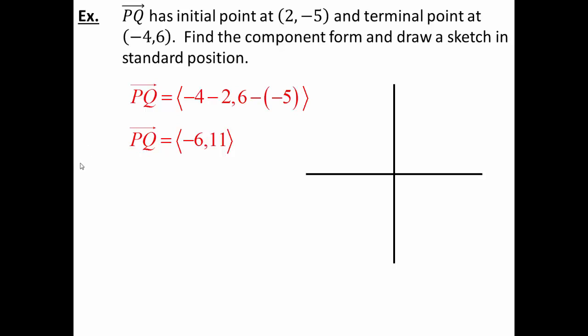I want to sketch it. So I can sketch it simply. It's perfectly fine to be lazy. You don't have to put all the tick marks on there. I'm just going to go ahead and put the tick marks I care about. As long as I label them, I'm good to go. So -6, 11, I want to draw a vector from the origin to the coordinate -6, 11. There is my sketch.